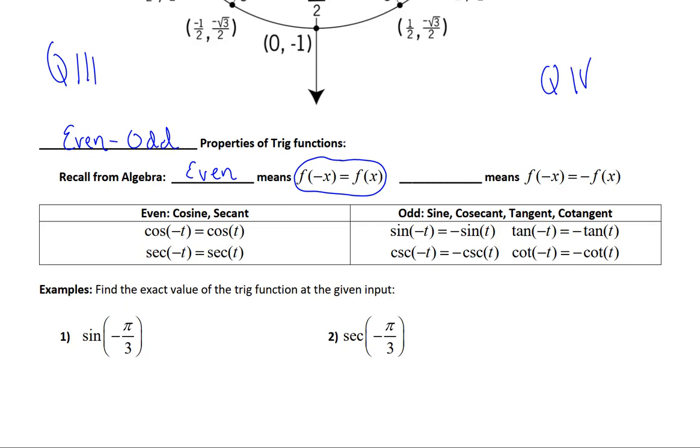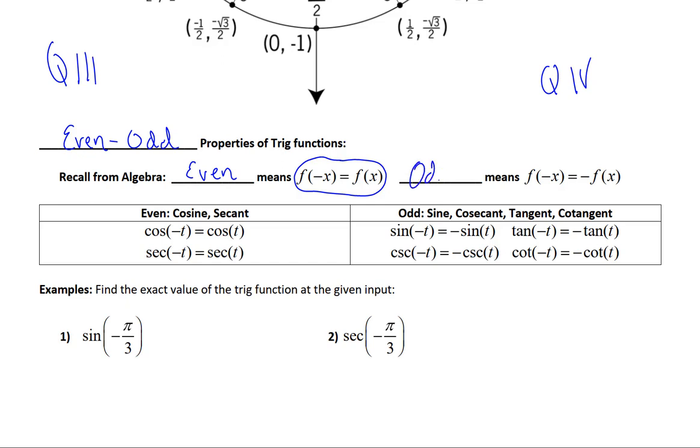So if you fold your paper on the y-axis, like left to right or right to left, then the graph on one side would land exactly on the graph on the other side. They would match exactly with symmetry about the y-axis. That's what an even function has.